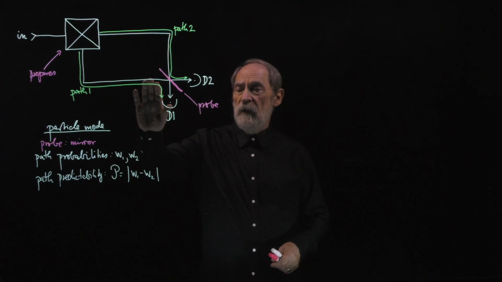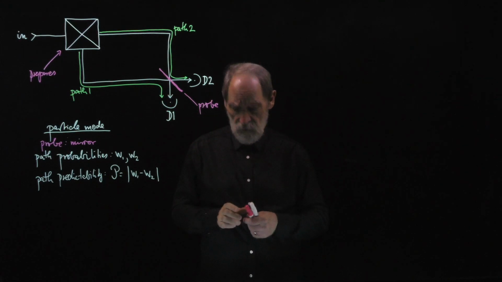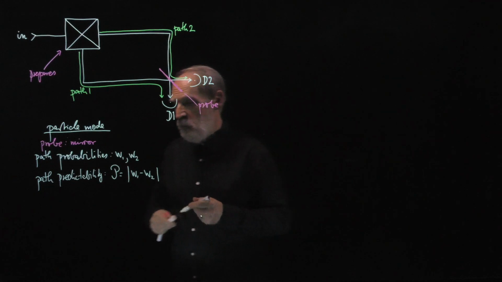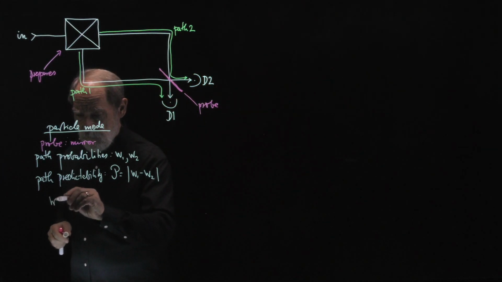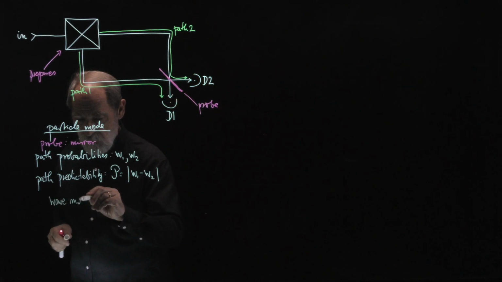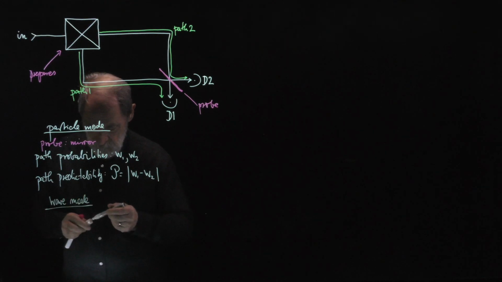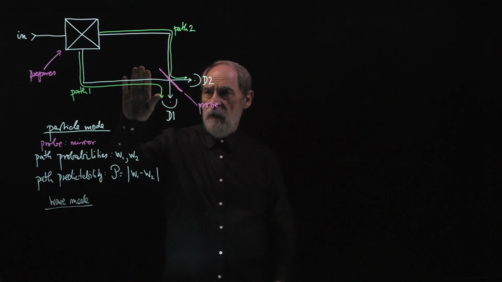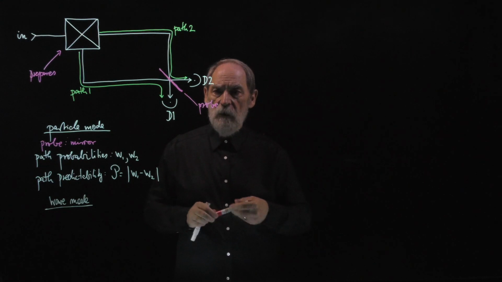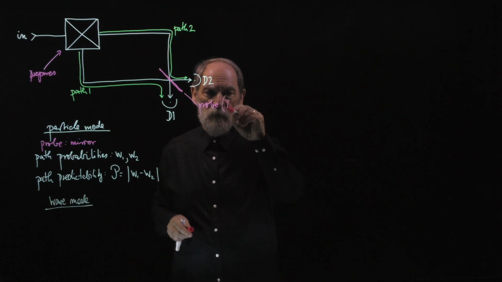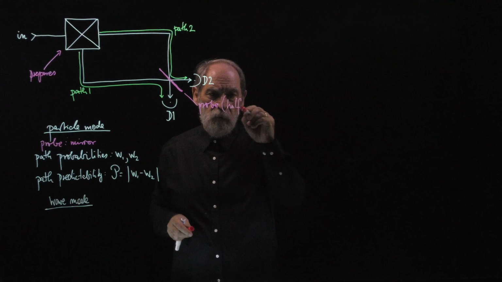Now, we can also operate the interferometer in what we will call wave mode. And for having wave mode, we use a half-transparent mirror at the bottom right corner.